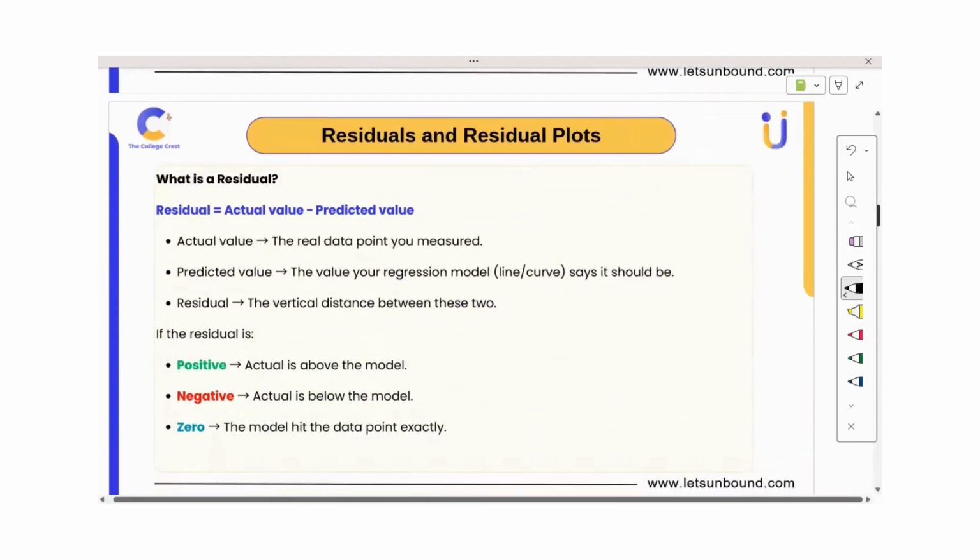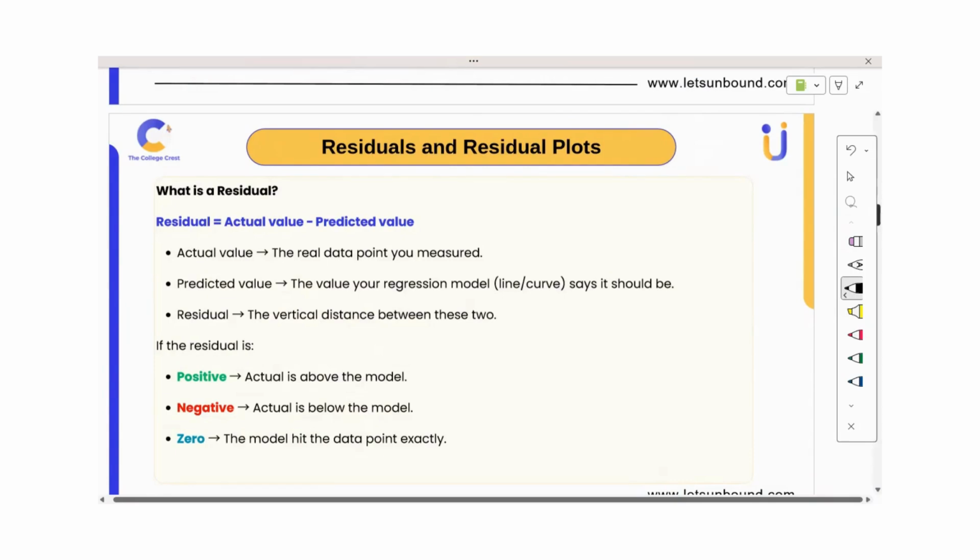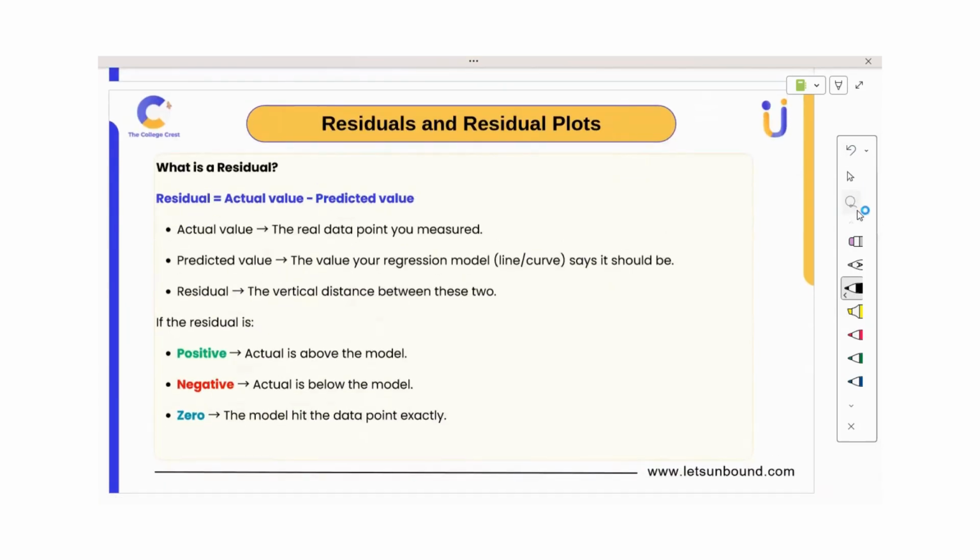Now we should understand residuals and residual plots. When we do exponential regression or linear regression, and when we justify or validate a model, we need to be aware of this. So what is a residual? Residual is actual value minus predicted value. There will be a set of data points given to you; that is the actual reality values. The predicted value is what you get when you try to model a function. Say you see some data points like this. Let me model an exponential regression.